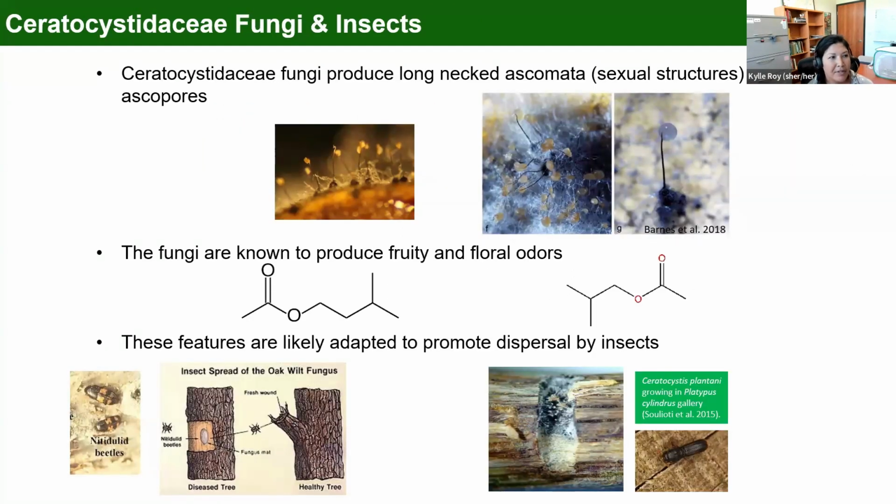Taking a step backwards to the Ceratocystidaceae family, where lukuohia and huliohia are, they are known to have co-evolved with insects for dispersal. Ceratocystidaceae fungi produce long-necked perithecia that push out sticky ascospores, and those sticky ascospores can get attached to an insect's exoskeleton. These fungi also produce fruity and floral odors, and insects will be attracted to that scent.